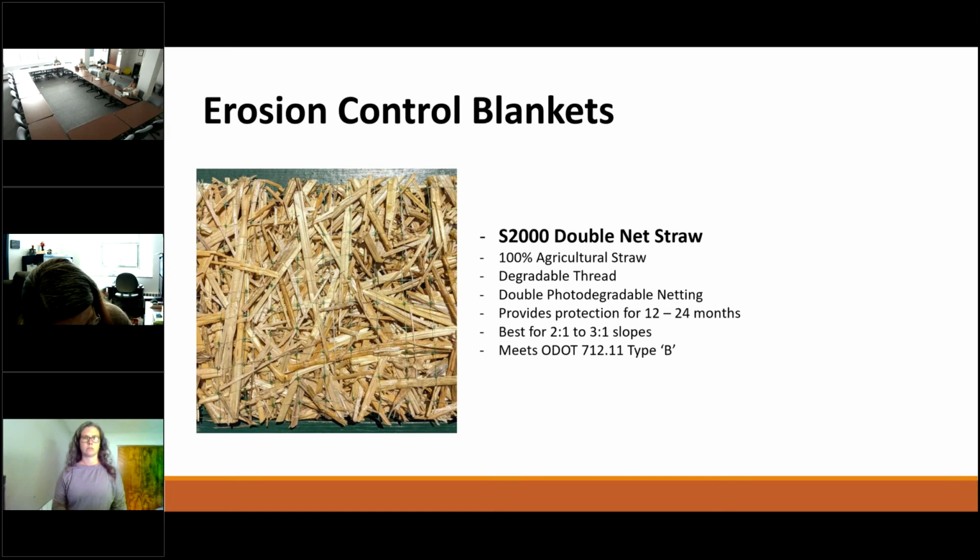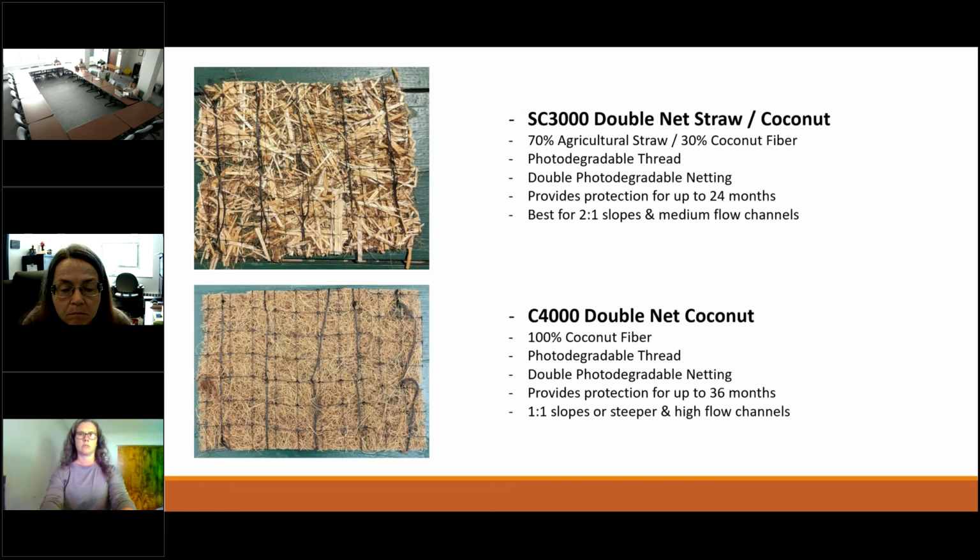It's got a degradable thread and it's a photodegradable netting. As that sits out in the sun, it eventually will degrade. This particular netting will give you 12 to 24 months of protection while your natives grow in. And this particular one works best for a 2-to-1 or 3-to-1 slope. Again, as you'll see here, we've got some other options. You can get into a double net straw blanket that's a little bit more hardy, a little better option if you get a little higher flow.